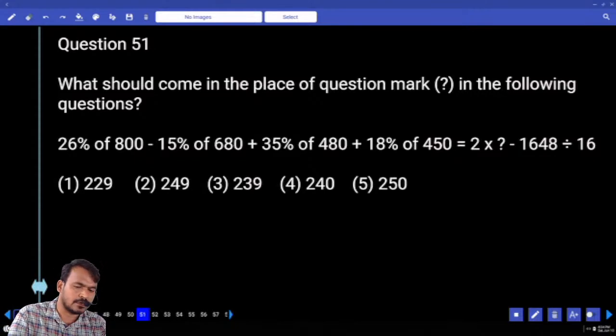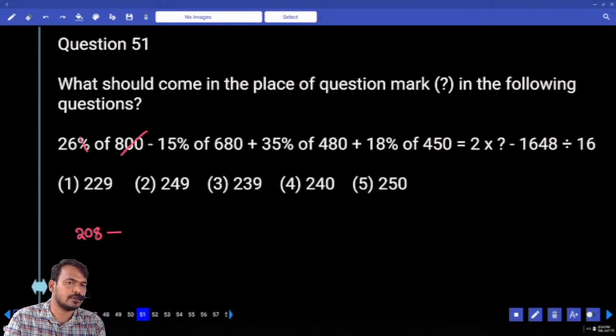26% of 800. Percentage, 2 zeros are cancelled. 26 8s are 160 plus 48, 208. Minus 15% of 680. What is the 10%? 68. 5%, 34. 68 plus 34, 102.